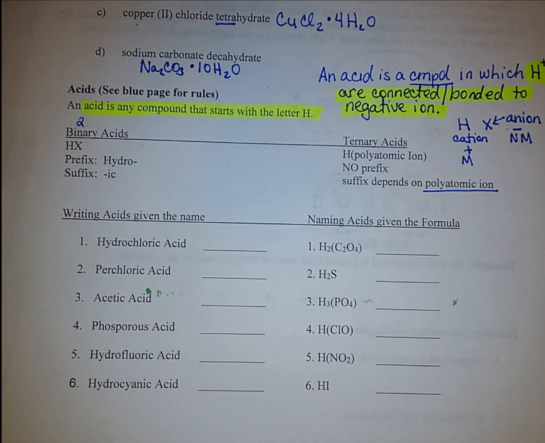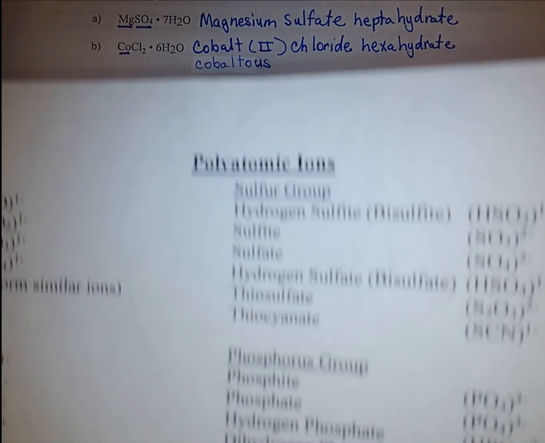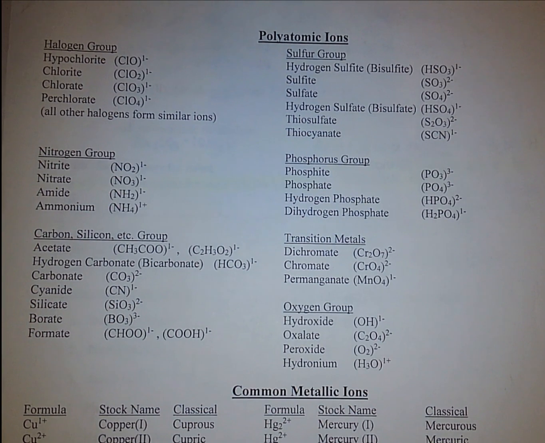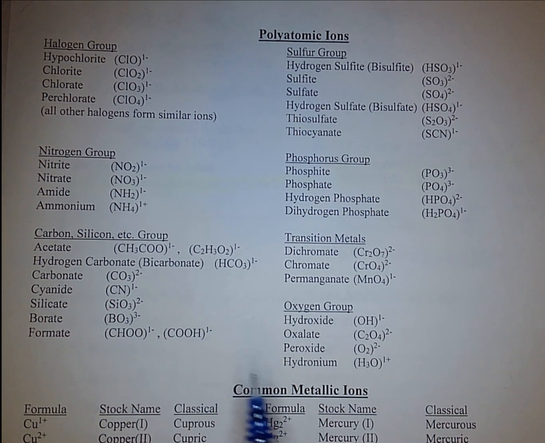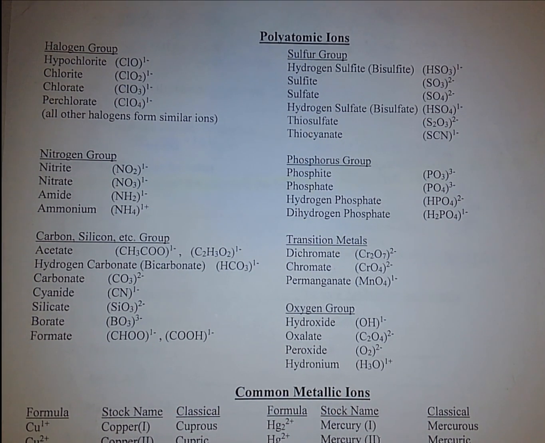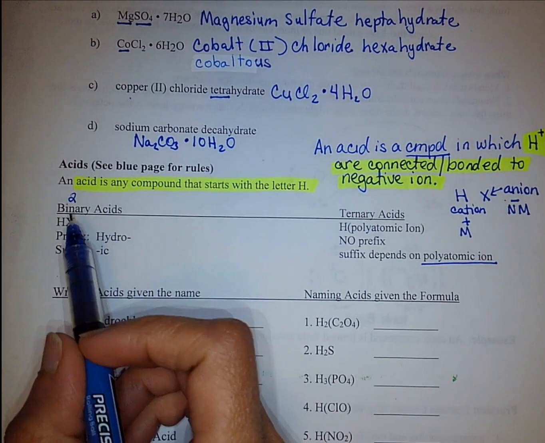And keep in mind that most of your polyatomic ions all have oxygen that is attached to them. So ternary acids always have an oxygen attached to them, and that's why you use the polyatomic ion chart, or this table right here. Okay, so moving on.